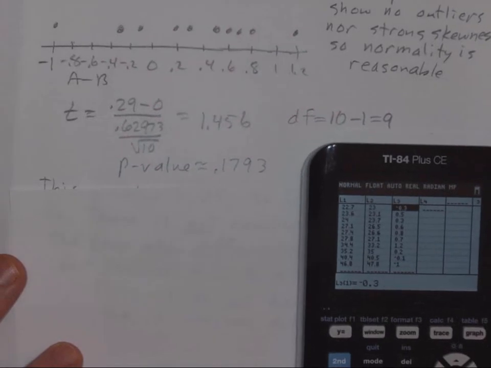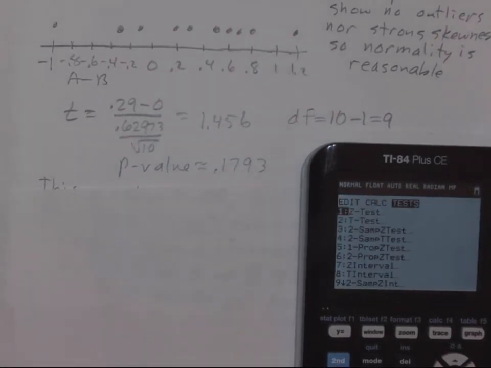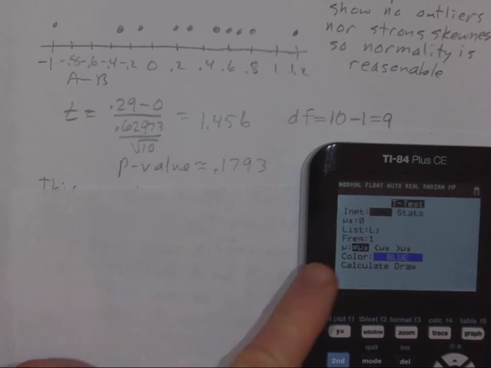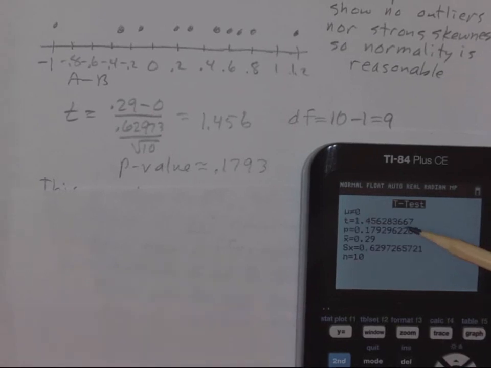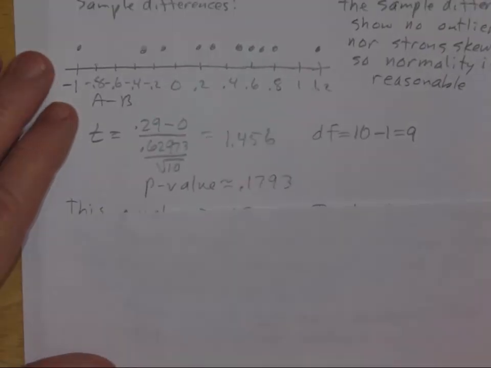But just to do that, what you could do is you go stat, you go test, and you go t-test. So you go t-test, and we are working with data, which I have in list 3. The null hypothesis value is 0, and list 3 frequency is 1. The alternative is not equal to, and so we go calculate, and that tells us our t-test statistic and our p-value there. And so there you go.